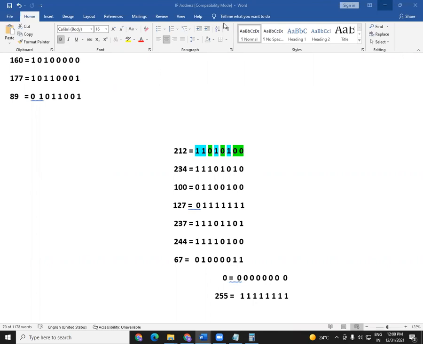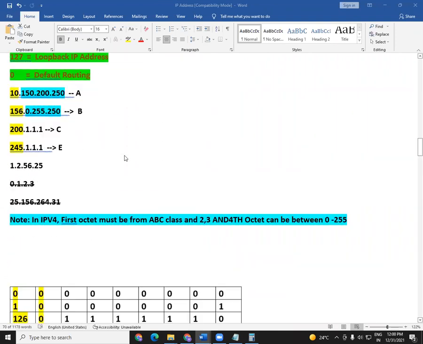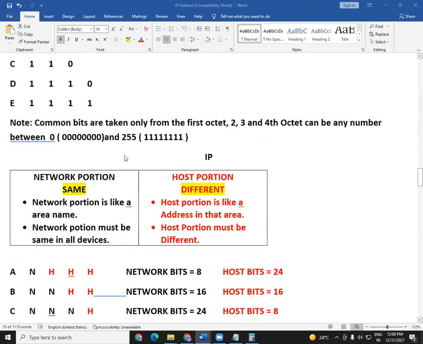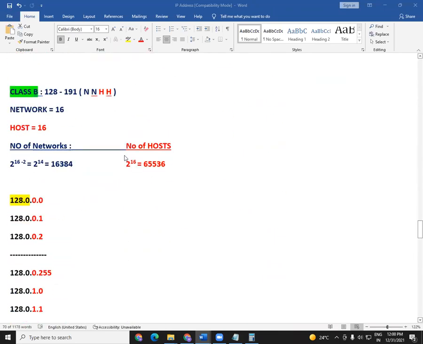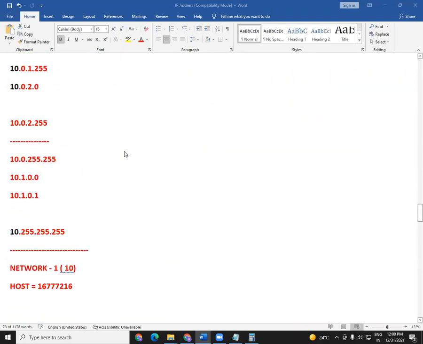This was the only thing we were supposed to see today. So binary, decimal, binary we have seen. And in coming classes, we will see many other things like classes, range, use. Then we have network portion, host portion. So it will take at least 2 more classes for me to finish all these things, or maybe 3 classes. Then we will enter into subnetting.